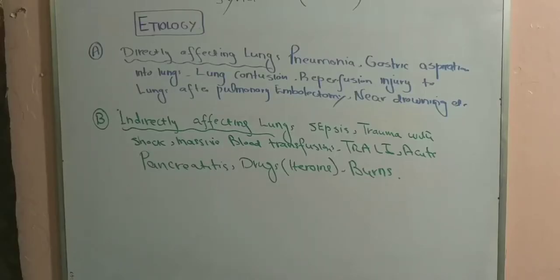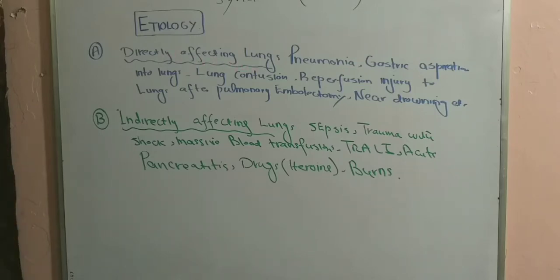Talking about the etiology or the causes of acute respiratory distress syndrome, these can be broadly categorized into two groups. One are those which directly affect the lungs. For example, if you see the case of pneumonia and gastric aspiration into the lungs, these are gastric contents which are colonized, and when they are aspirated, they not only do chemical injury but they start a process of infection in the lungs. So these two are the most common conditions which directly affect the lungs.